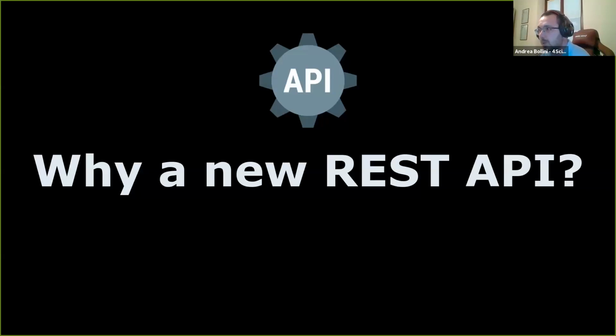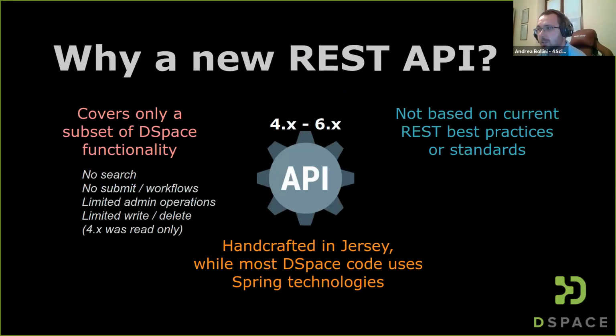Most of you probably know that DSpace already introduced a REST API in version 4. We started with a read-only REST API, but over time new features were added, and also some limited write capability was added to the REST API. But unfortunately, the REST API of the previous version of DSpace was written in Jersey. That is a successful technology, but it is not what is most used in the DSpace code base.